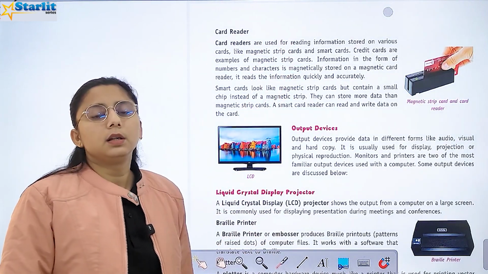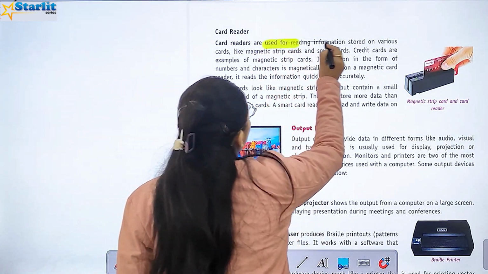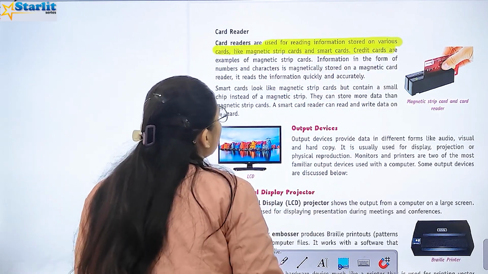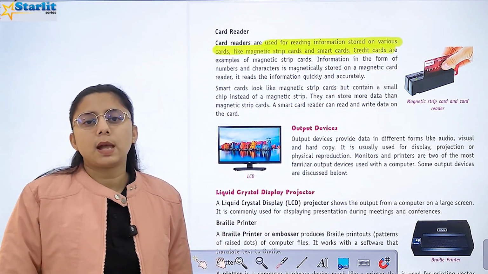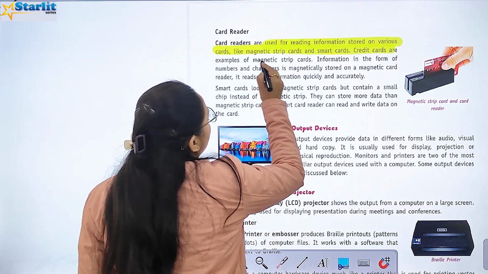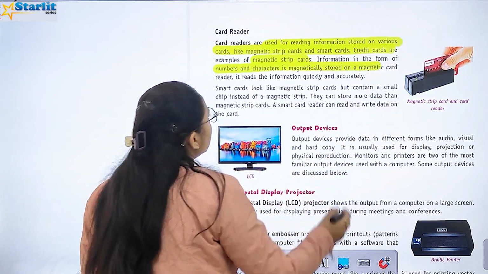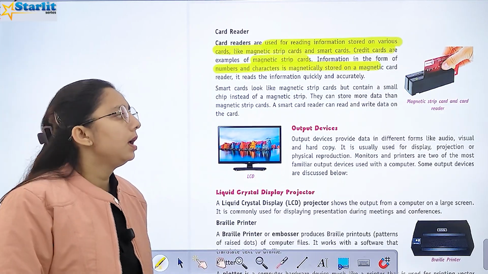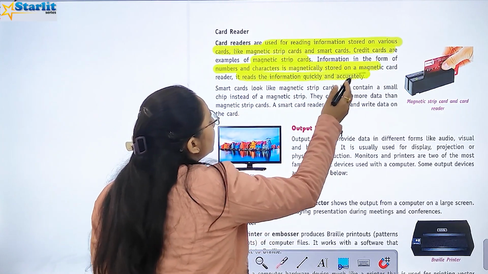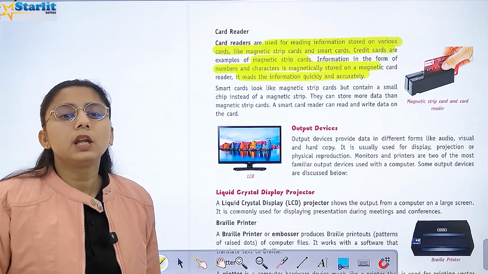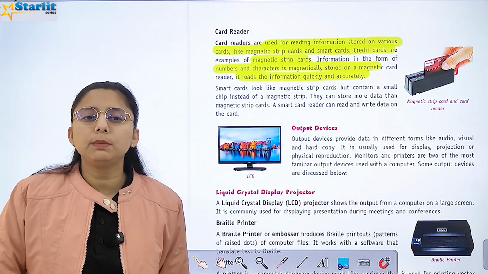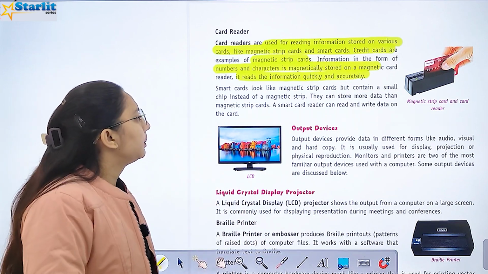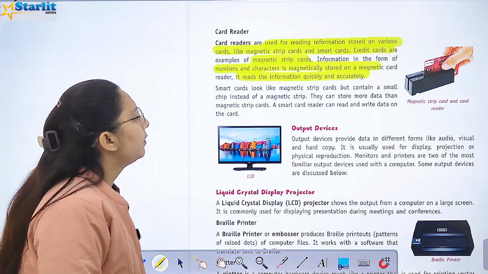Then we have card reader. So what is card reader? They are used for reading information stored on various cards like magnetic strip card, smart card और credit cards भी. किसके example हैं? Magnetic strip card के. Information is in the form of numbers and characters. They are magnetically stored on the magnetic card. It reads the information quickly and accurately. ये information को quickly भी और accurately भी पढ़ता है. Then smart cards look like magnetic strip card but contain a small chip instead of magnetic strip.